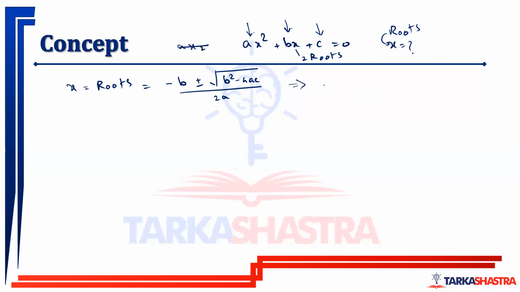And which are those two roots? First is minus b plus under root of b square minus 4ac upon 2a, and other is minus b minus under root of b square minus 4ac upon 2a. These are the two roots. एक जगह plus है, एक जगह minus.